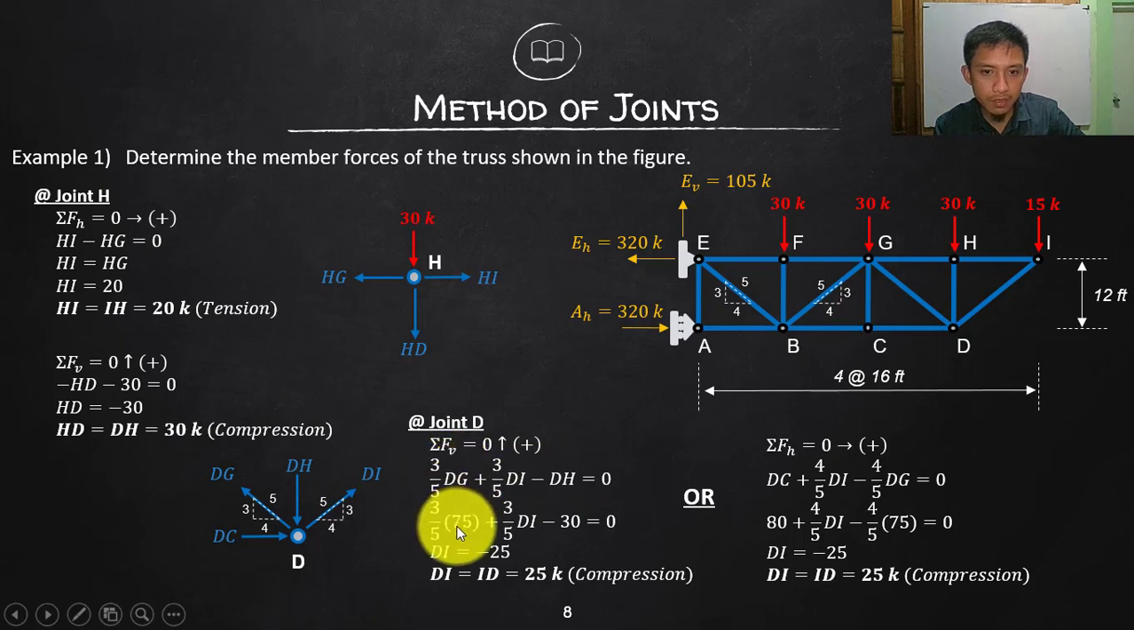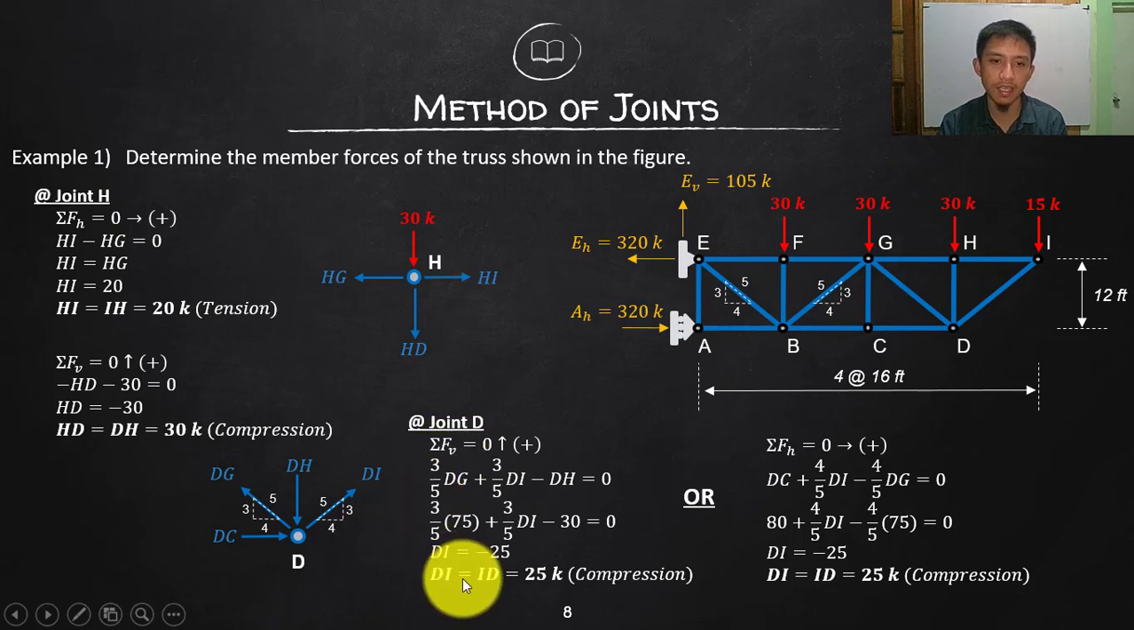We solve DG to be 75 and then DH to be 30, so the DI is the unknown. Solve that one, negative 25. It means my initial assumed tension will become compression. So that is our solution. We already completed this one and this, so we already know all of the members.